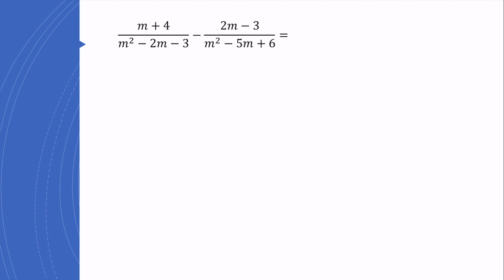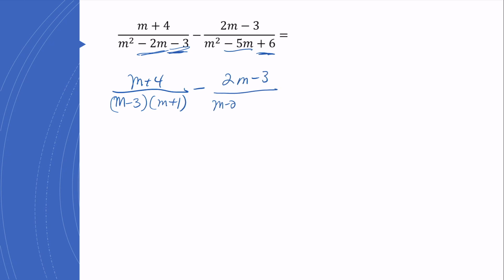For our last example, I have m plus 4 over m squared minus 2m minus 3, minus 2m minus 3 over m squared minus 5m plus 6. The first thing I need to do is factor my denominators so I can figure out what my LCD needs to be. So I think, okay, what are the factors of negative 3 that add up to negative 2? That's going to be negative 3 and positive 1. Okay, what are the factors of 6 that add up to negative 5? That's going to be negative 2 and negative 3.